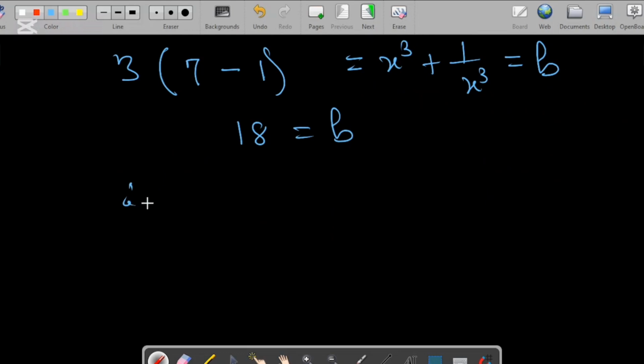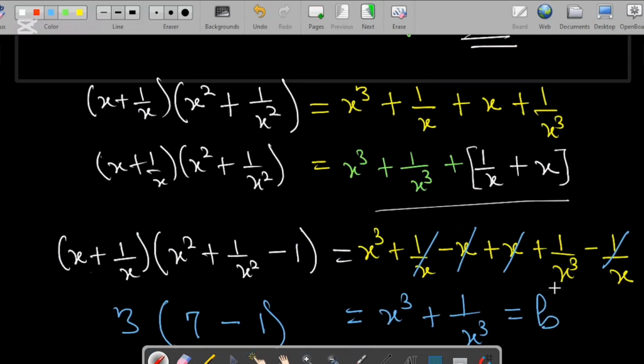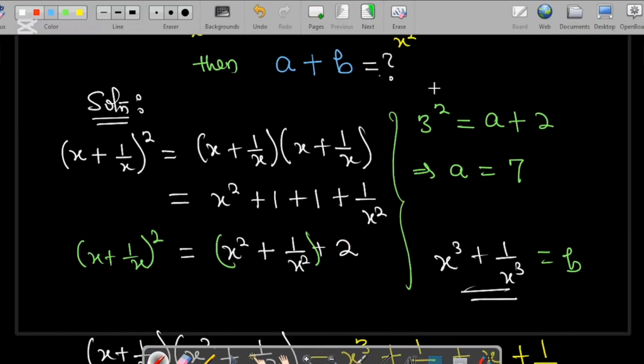What therefore is our a plus b? That is equal to our a is 7 plus b, which is 18, and that will give us 25. Okay, so this is my approach of getting the value for a plus b, and my answer is 25.